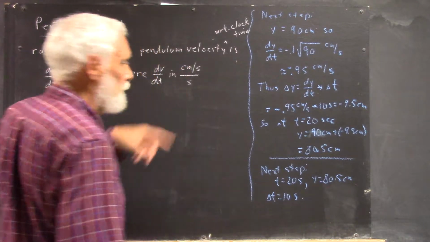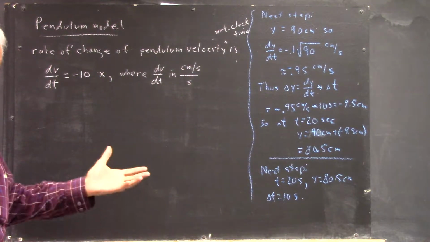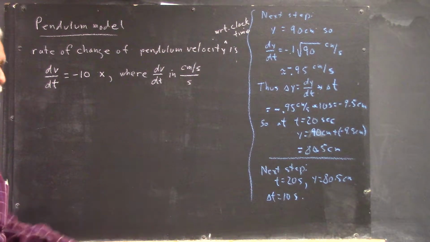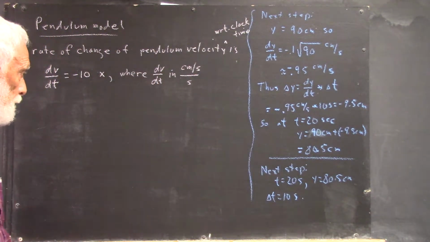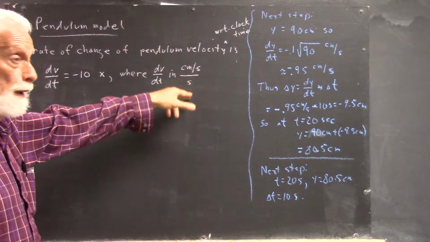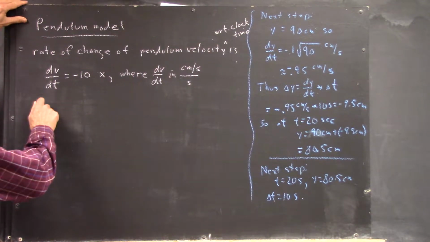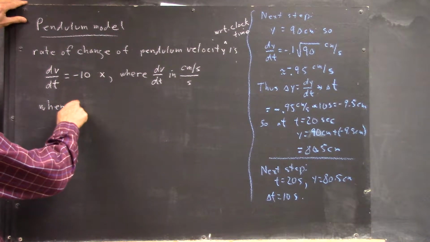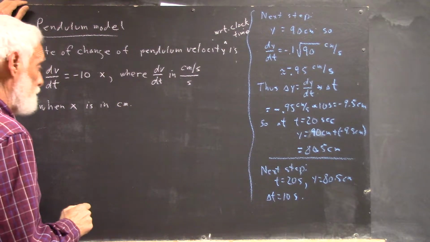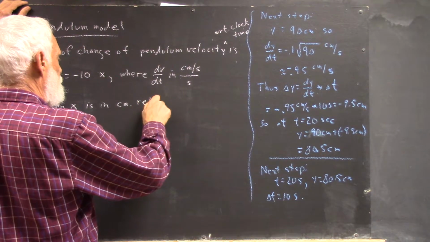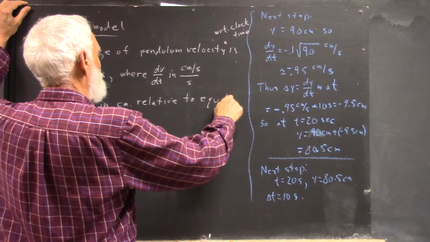And I'm going to just write it as this. I'm not going to do the algebraic simplification. Although y'all seem to have really good algebra skills, some of you might get a little confused if I do at this point. We don't need to do that. We're just going to write it this way, okay? And then we say when x is in centimeters, relative to the equilibrium position.